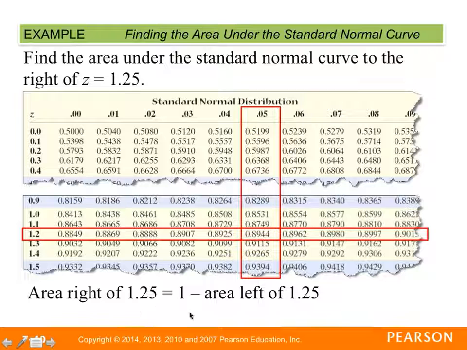So in order to find the area, we have to do 1 minus 0.8944, and we get 0.1056. So that means the area to the right of 1.25, or z-score of 1.25, is going to be 0.1056, or about a 10.56% chance.